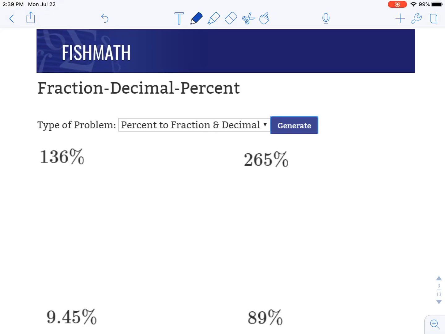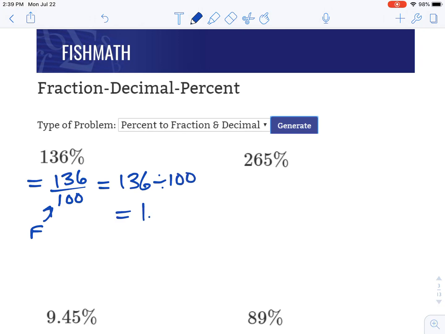Hi everyone, we're going to convert percents here to fractions and decimals. So percents are always out of 100, so we're going to use that to make a fraction pretty quickly. 136% then must be 136 out of 100. So that would be a fraction that represents this percent. Then if you simply divide the numerator by the denominator here, you would get a decimal that represents this. This would be 1.36 for your decimal.